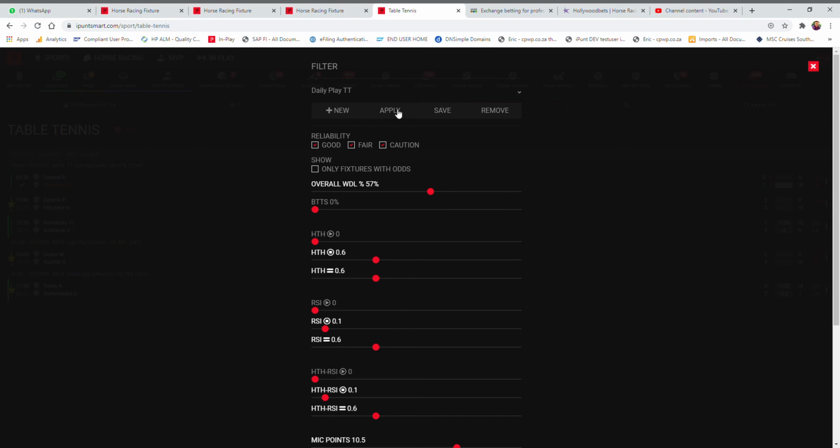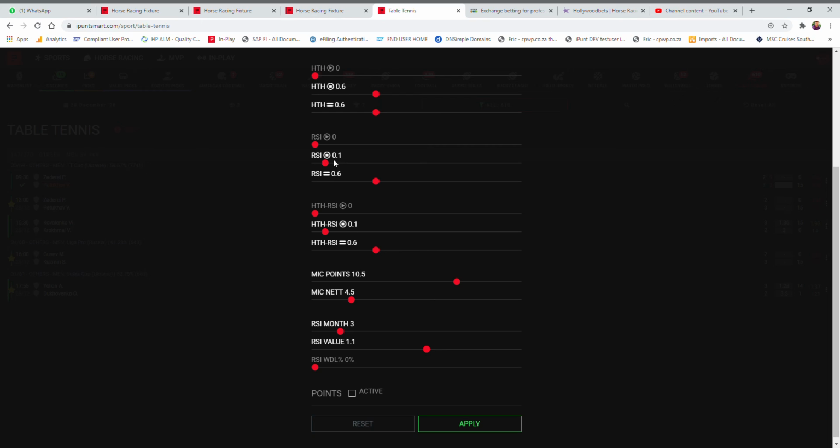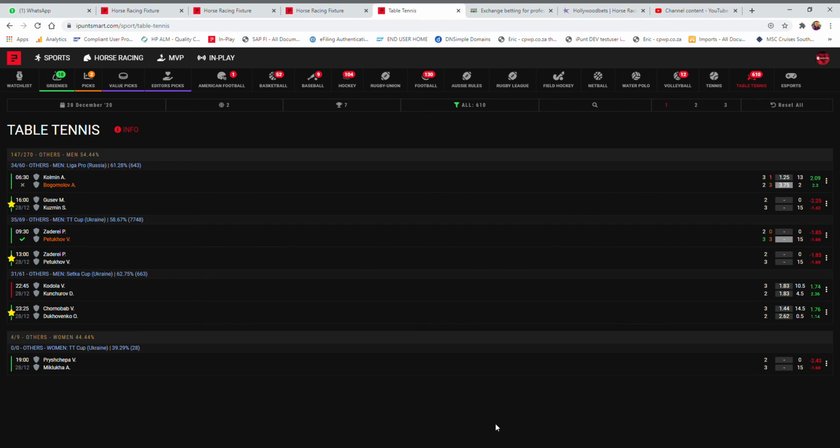Daily play, apply 57% with a 0.6 head-to-head advantage. That's in sets because it's table tennis. The RSI end at 0.1, the net at 0.6, the head-to-head RSI changed the same. Midpoints 10.5, 4.5, and the 3 month being above 1.5 sets. Let's see what that brings.